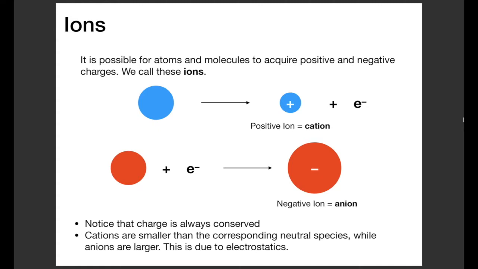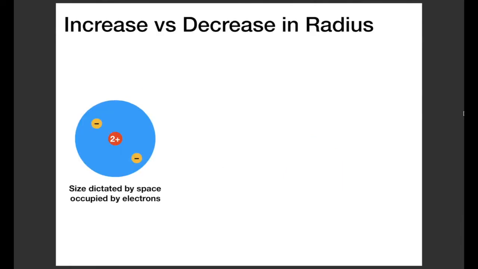The second thing that I'm going to point out is that cations are smaller than the neutral species, while anions are typically larger than the neutral species. This can be largely rationalized through electrostatic considerations. An atom's size is dictated by the volume occupied by the electrons.